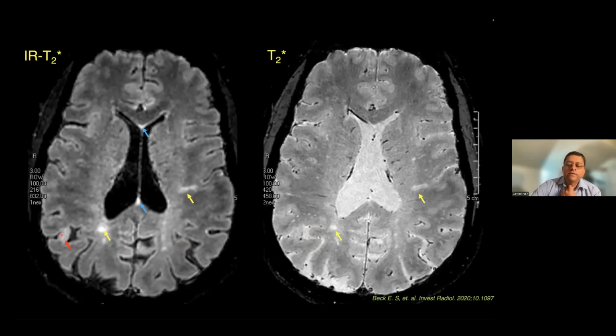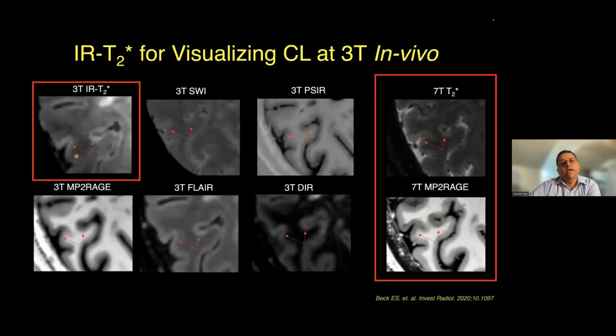Here you can see it. There is another one right there, and another one right there. So it gives us more hope that we can do a better job with inversion prepared T2 star. When we compared all the existing sequences, there are two cortical lesions in the same patient, the same region shown here with various 3T scans and then the 7T scan.